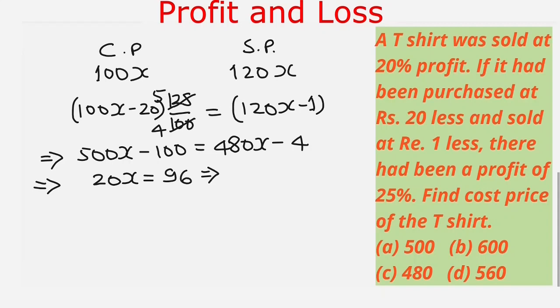This gives us 20x equal to 96, and we require the value of 100x, which was our assumed cost price. So we multiply both sides by 5 and we get 100x equal to 96 multiplied by 5, which is 480. Thus the cost price of the t-shirt was rupees 480. From the given options, our answer is option C, rupees 480.